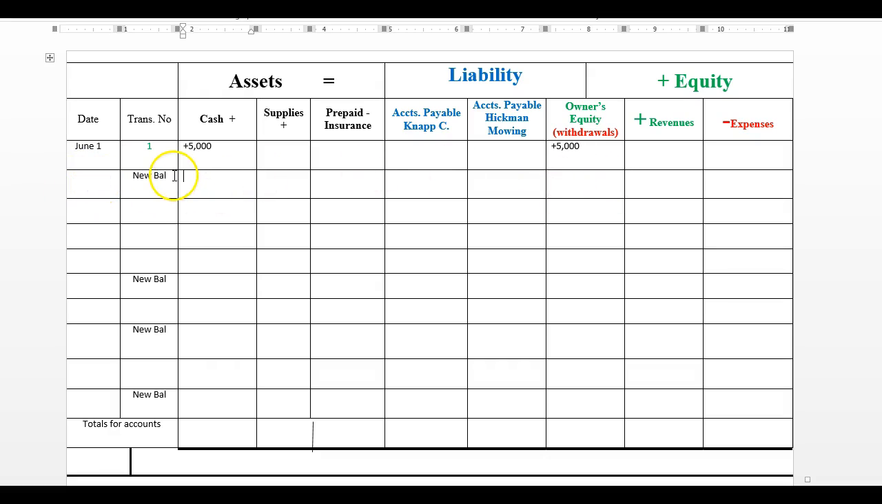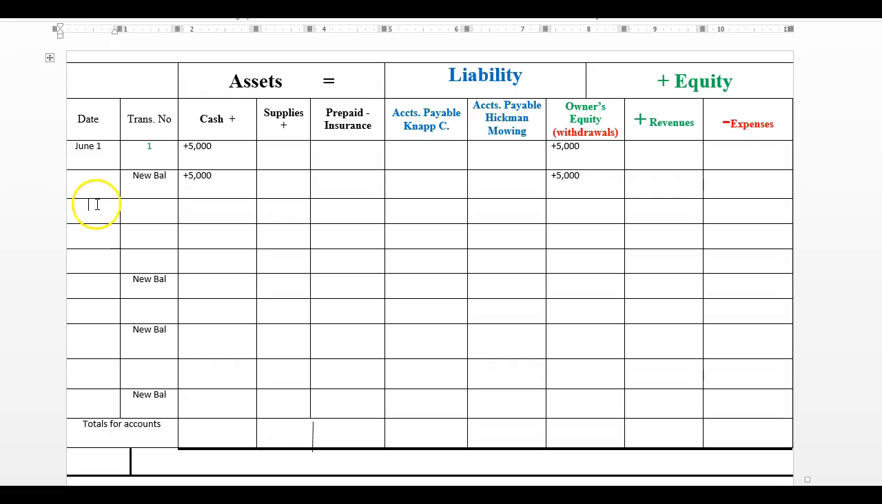Now, as we've been doing in class, we always want to do a new balance after every transaction. This is so we can always have up-to-date information for the owner. So if the owner comes to us and says, "How much cash do I have?" we can go to the cash account and say, "You've still got $5,000." So in looking at this, the new balance for cash is $5,000, and the equity account balance is also $5,000.